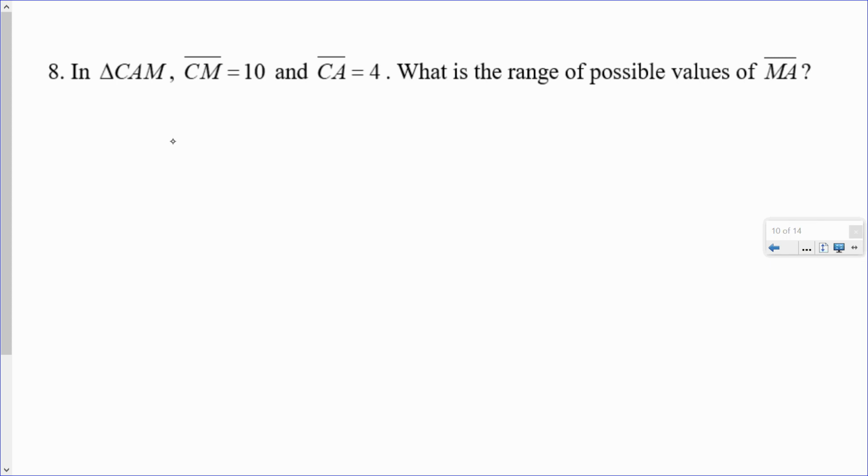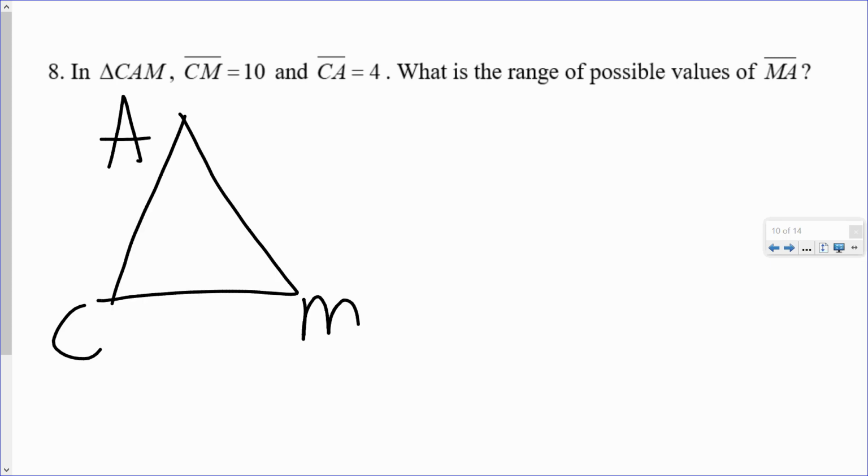In triangle CAM, CAM is 10, CA is 4. It wants the range of possible values for MA. So why don't you pause it and try it on your own, find the sum, find the difference. It's everything in between those, but not including. Now that you tried it on your own, I'm going to find the sum. I'm going to find the difference.